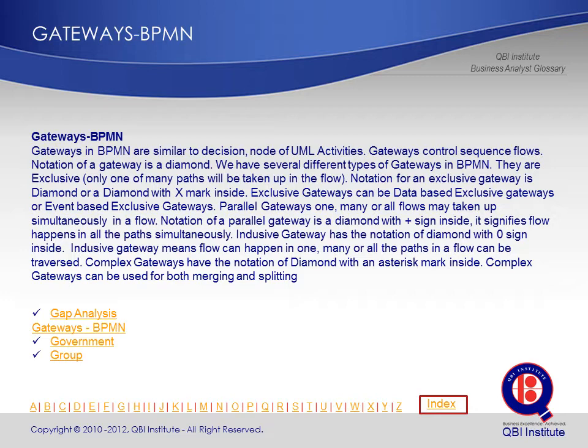Parallel gateways: one, many or all flows may be taken up simultaneously in a flow. Notation of a parallel gateway is a diamond with a plus sign inside. It signifies flow happens in all the paths simultaneously. Inclusive gateways have the notation of a diamond with a zero sign inside. Inclusive gateways mean flow can happen in one, many or all the paths in a flow. Complex gateways have the notation of a diamond with an asterisk sign inside. Complex gateways can be used for both merging and splitting.